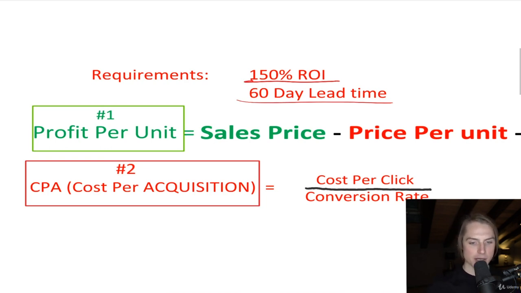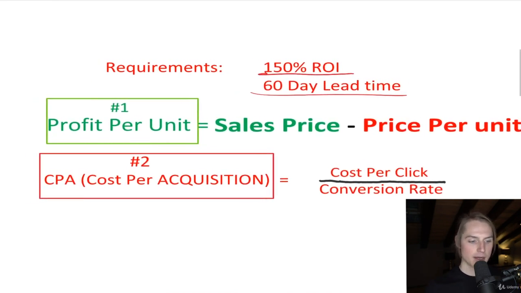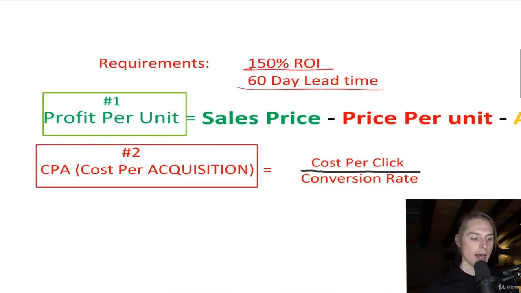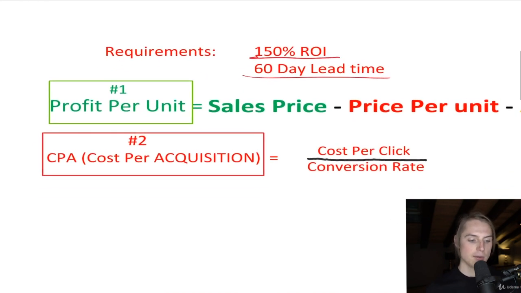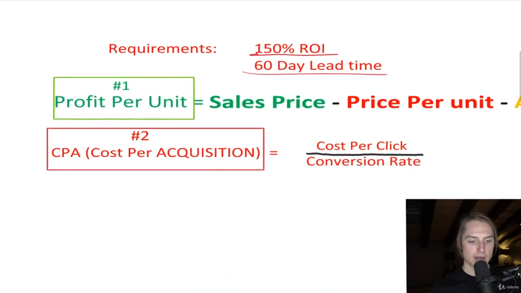If you have less than 100% ROI or larger than 60-day lead time, you're going to need more money. And we have another video talking about how to calculate this exactly, but this is to get a rough estimate. So you're going to need to know your profit per unit and also the CPA, your cost per acquisition. So what does that mean? Well, first of all, profit per unit, let's cover that.